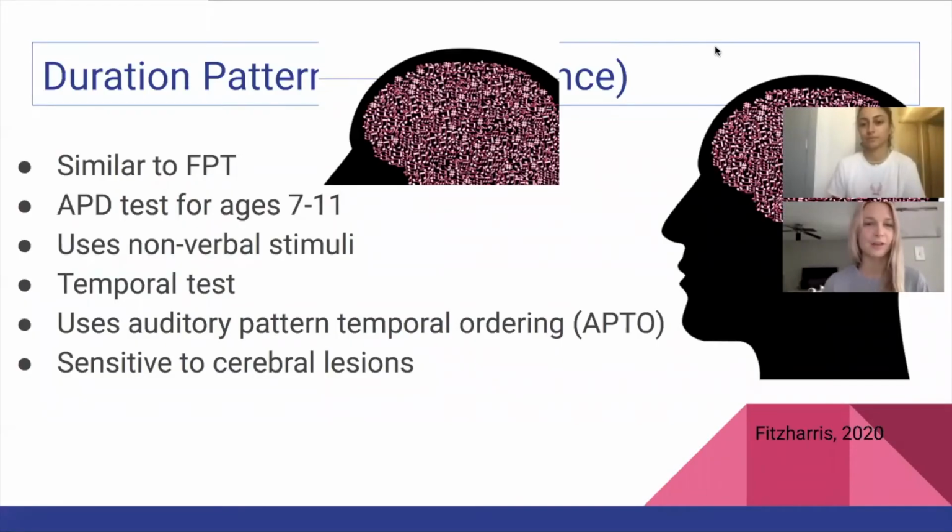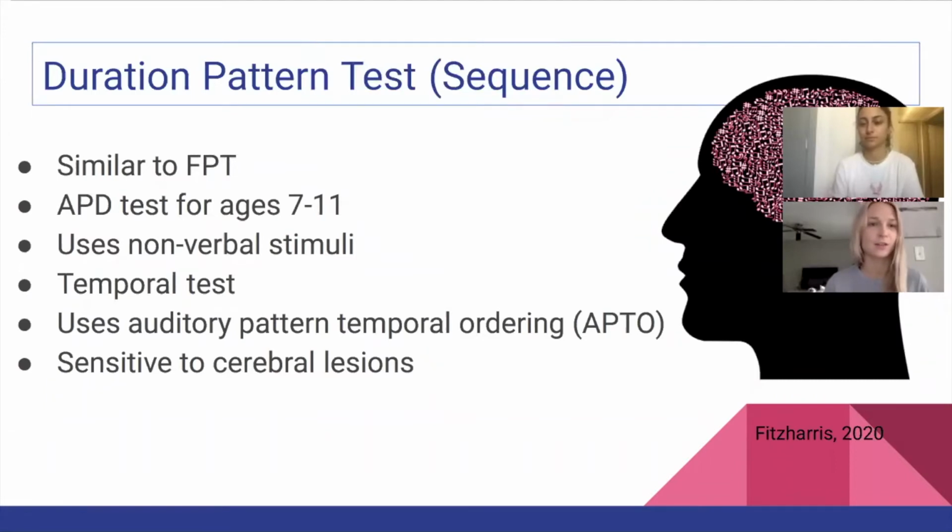When we're talking about the duration pattern test, also known as the duration pattern sequence, it's important to note that it's similar to the FPT, the frequency pattern test. And this is a test of APD for ages generally 7 to 11. It uses nonverbal stimuli. It is a temporal test. And it actually uses something called auditory pattern temporal ordering, known as APTO. And most importantly, it is sensitive to cerebral lesions. Something to note about this test that's interesting is that musicians often do much better than non-musicians.